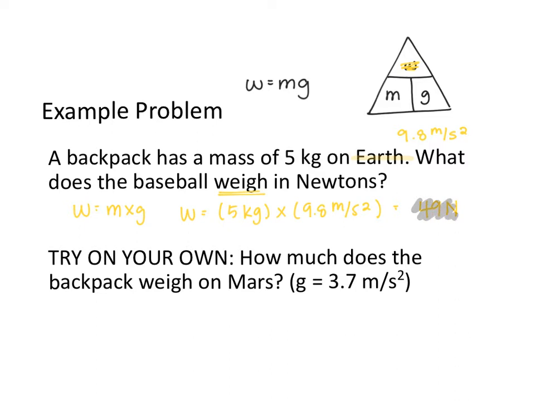So doing the same thing, let's do number 2. How much does the backpack weigh on Mars if the gravity is 3.7? I'm still looking for my weight, and I'm still using that same mass of my 5 kilograms, except this time I'm using this as my g. So my g is now 3.7 meters per second squared. I do 5 times 3.7, and that gives me 18.5 newtons as my final answer.